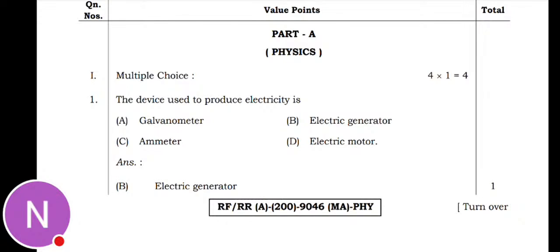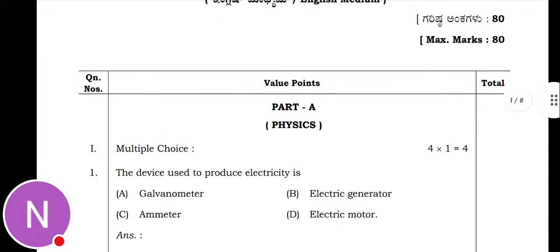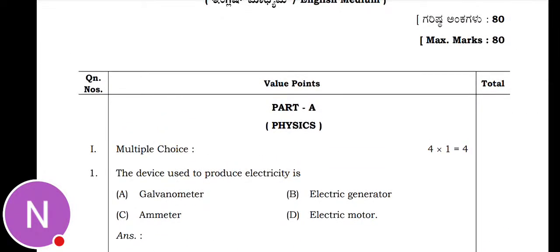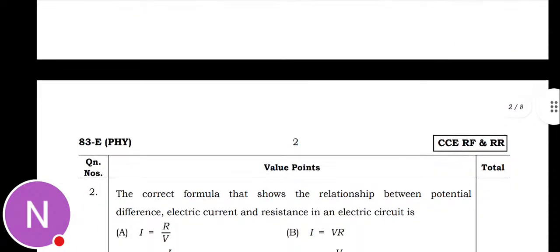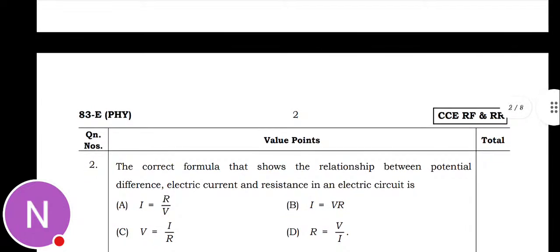Let us see the first question, that is a multiple choice question. They ask: the device that is used to produce electricity is calorimeter, electric generator, ammeter, or electric motor. Electric generator is the answer for question number 1. So next, moving on to question number 2.